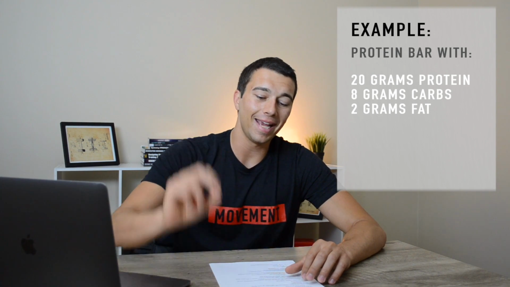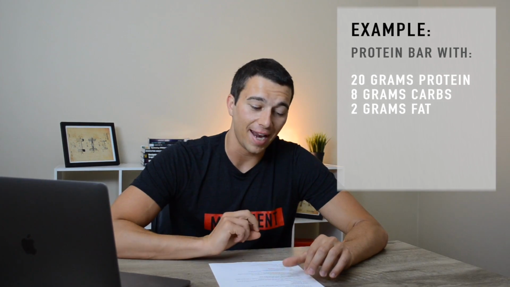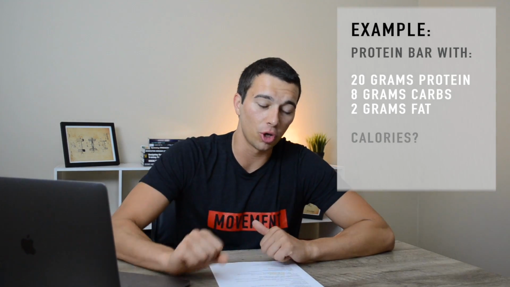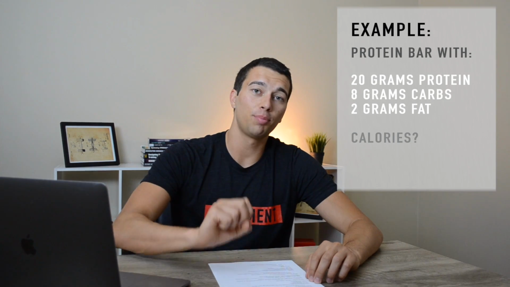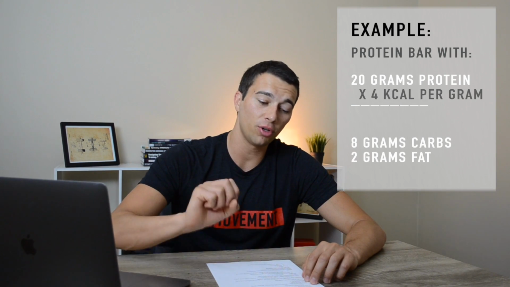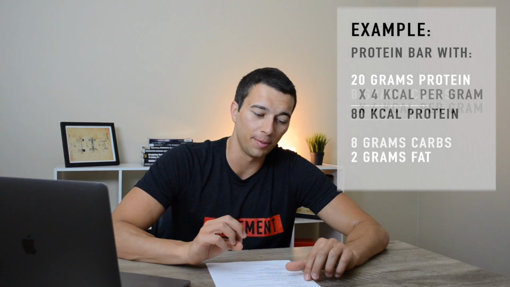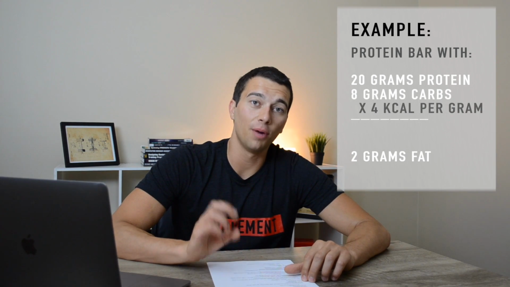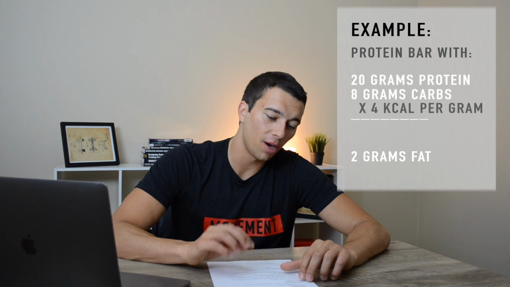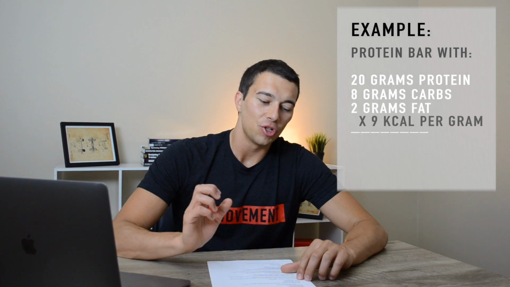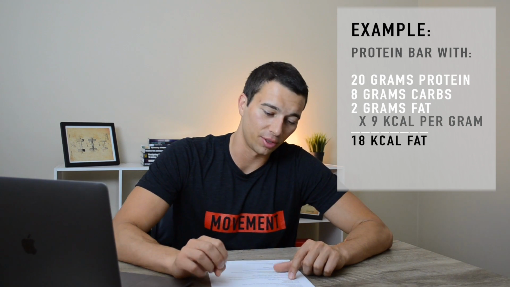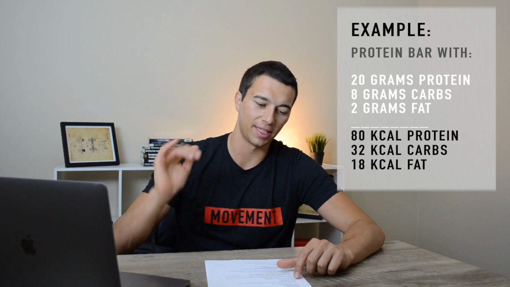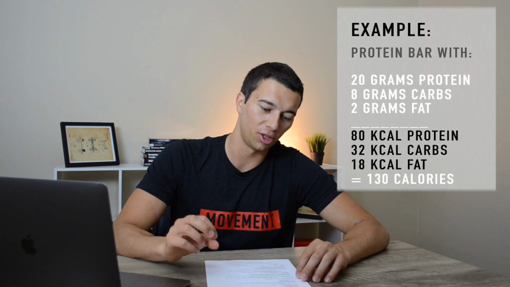If we have a protein bar with 20 grams of protein, 8 grams of carbs, and 2 grams of fat, how many calories are in that protein bar total? Okay, so the way we're going to approach this, guys, 20 grams of protein times 4 calories per gram is going to get us 80 calories of protein. 8 grams of carbs times 4 calories per gram of carb is 32 calories worth of carbs. 2 times 9, again calories per gram there, is going to get us 18 calories. So if we add that 80 plus the 32 plus the 18, that gets us a total of 130 calories.